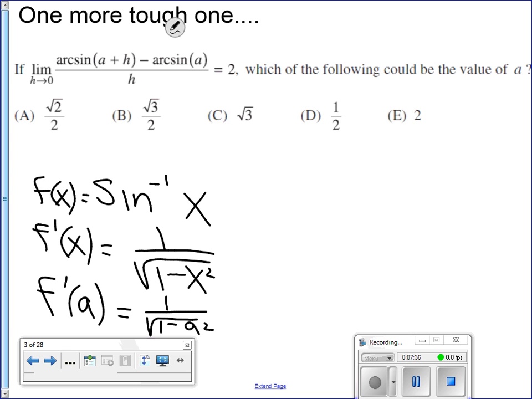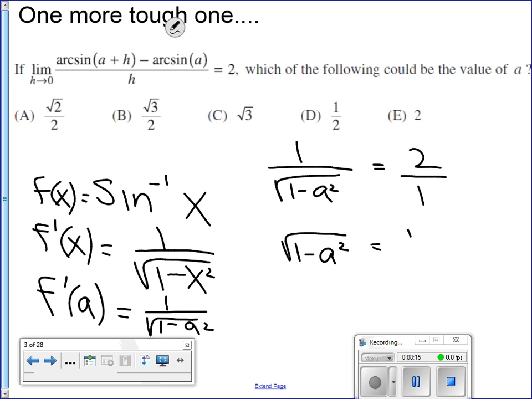What do we do? Set it equal to 2. I like that. 1 over the square root of 1 minus a squared equals 2. Now we've got to solve that for a. Actually, there are two values that would work. Cross multiply and divide, or just flip both sides. So that way we'd have the square root of 1 minus a squared equals 1/2.